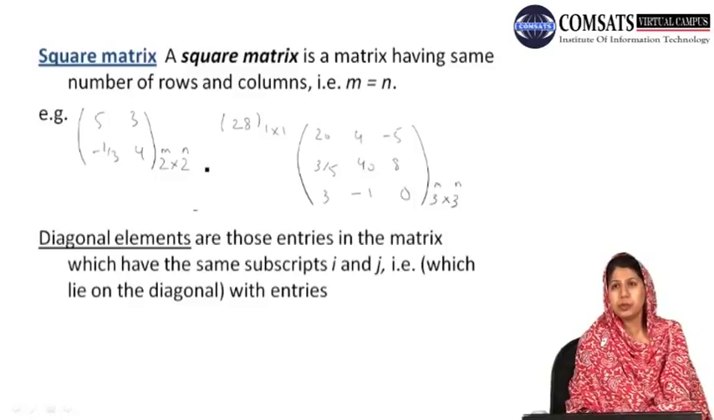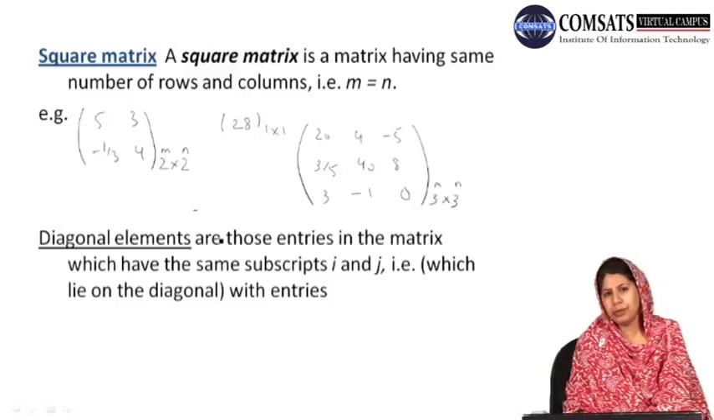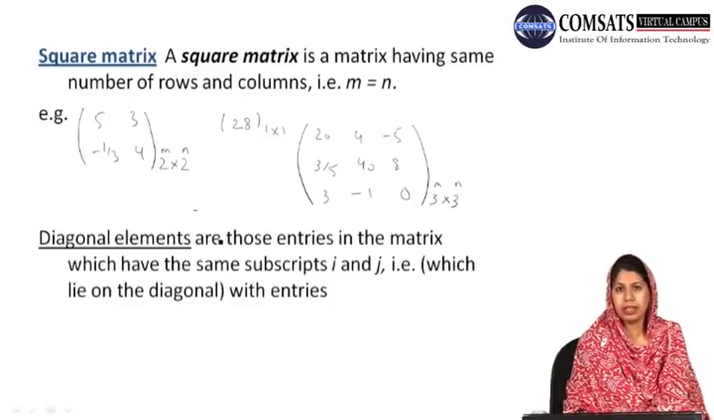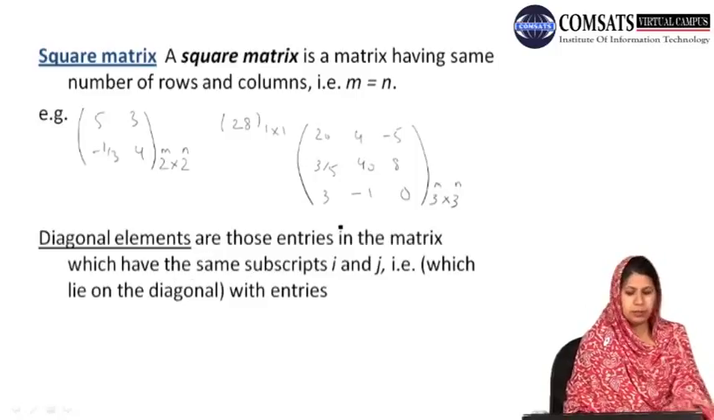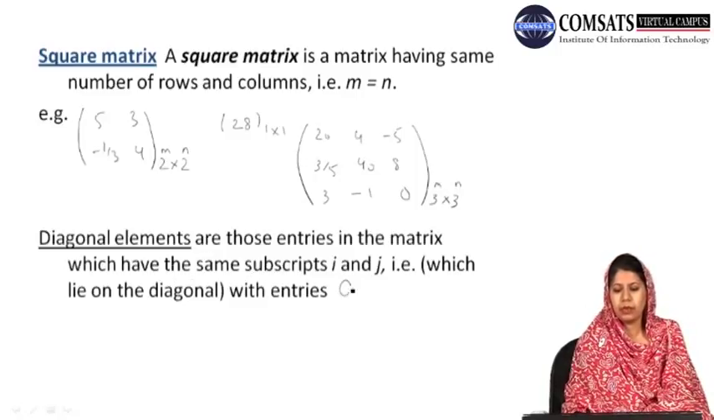Now, once we have a square matrix, sometimes we are interested in knowing the diagonal elements. What do we mean by the diagonal elements? These are those entries in the matrix which have the same subscripts i and j, that is, which lie on the diagonal with entries A11, A22, and so on up to Ann.